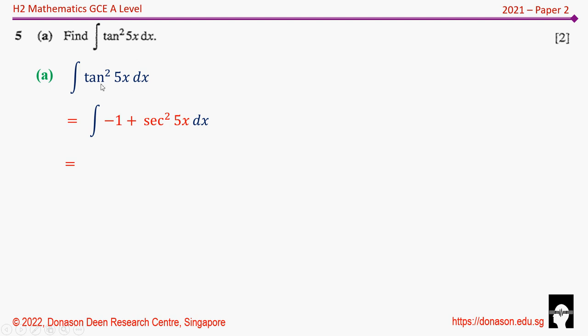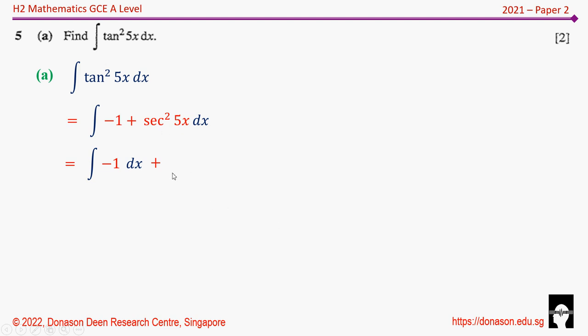And of course, if you make tangent squared the subject, you're going to end up throwing the plus 1 over to the right side, which would become minus 1 plus secant squared 5x. Negative 1 is easy to integrate. So negative 1, if you integrate with respect to x, is simply going to become negative 1 dx, which will be negative x. And we have got secant squared 5x.